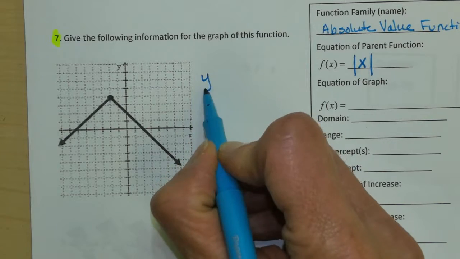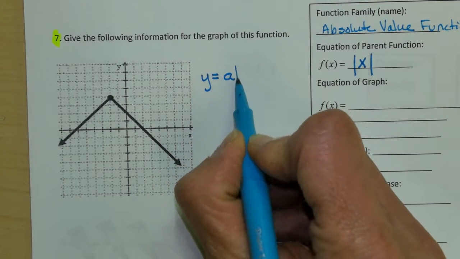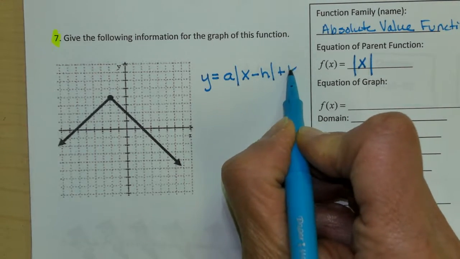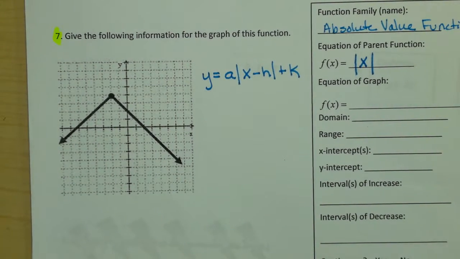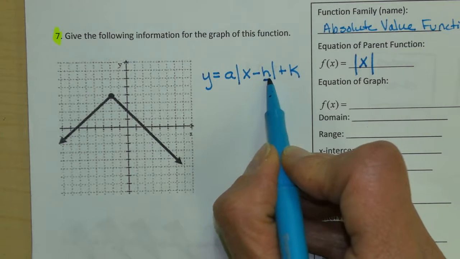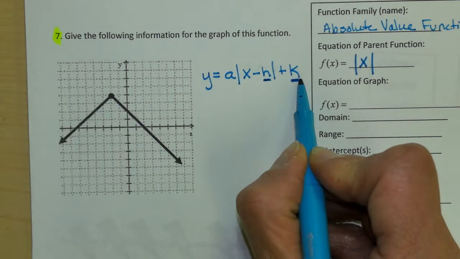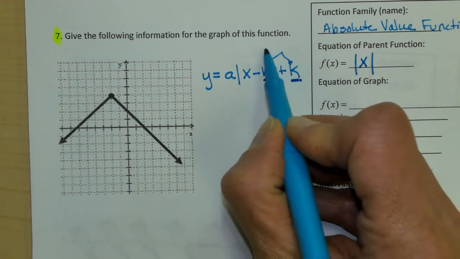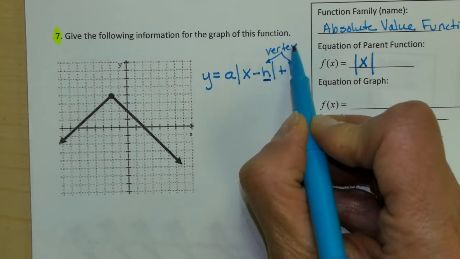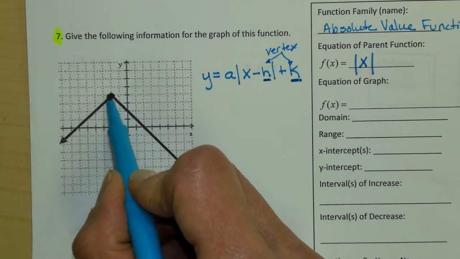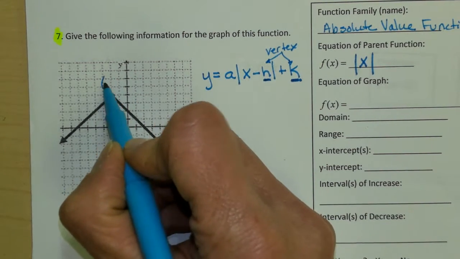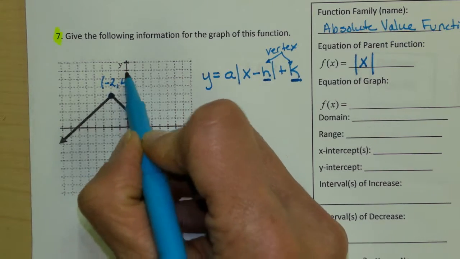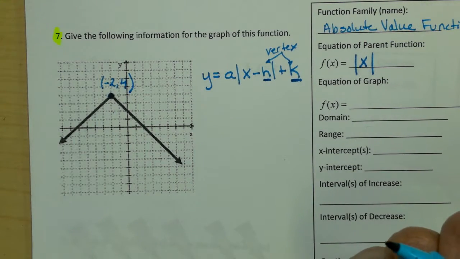We've done this before. Y is equal to a, absolute value, x minus h, plus k. So I have to find my h and my k, because that is right here. Those give me the vertex. The vertex is right here. So the vertex is at -2 and 1, 2, 3, 4. Okay, it's at -2, 4.